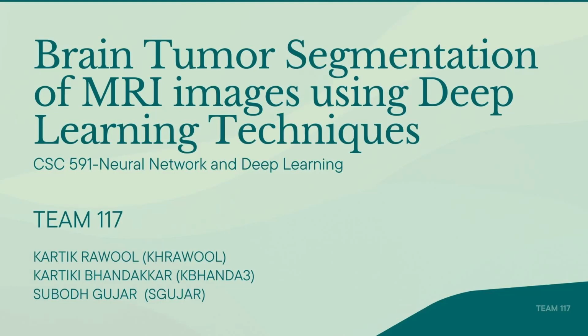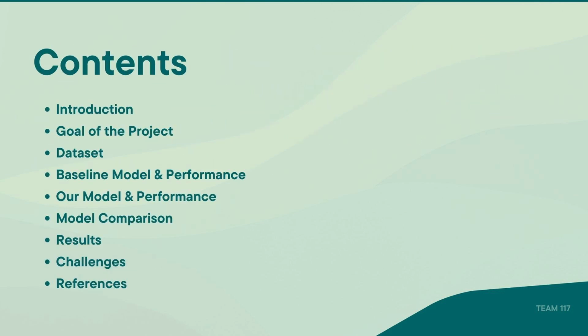Our project title is Brain Tumor Segmentation of MRI Images Using Deep Learning Techniques. Our team number is 117 and the team members are Karthik Raul, Subodh Guzar and Kartiki Bhandakkar. These are the contents of our presentation.